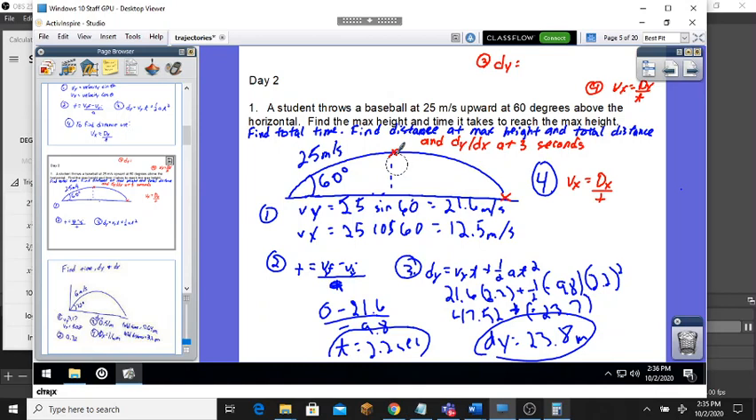So how high up did it go? 23.8. We want to find the distance from here to here. That's dx. Where do we get Vx from? Right there. Vx is 12.5. Multiplied by my time. So now I'm going to multiply those two numbers, and I get 27.5.